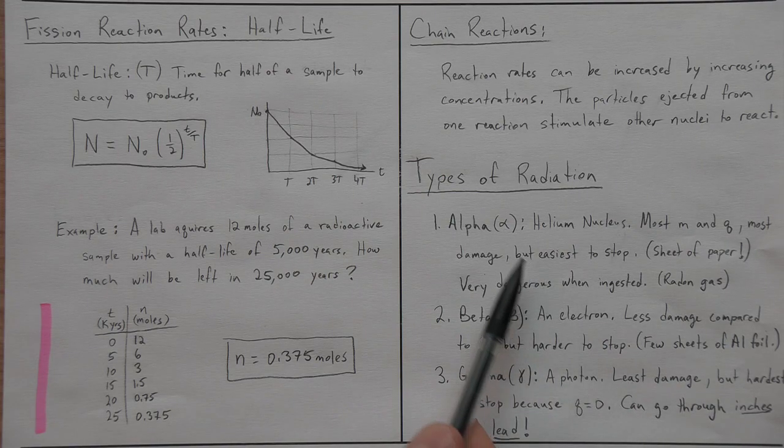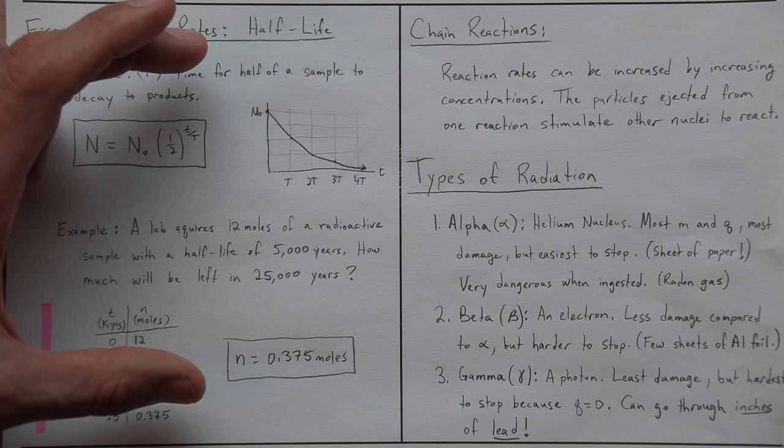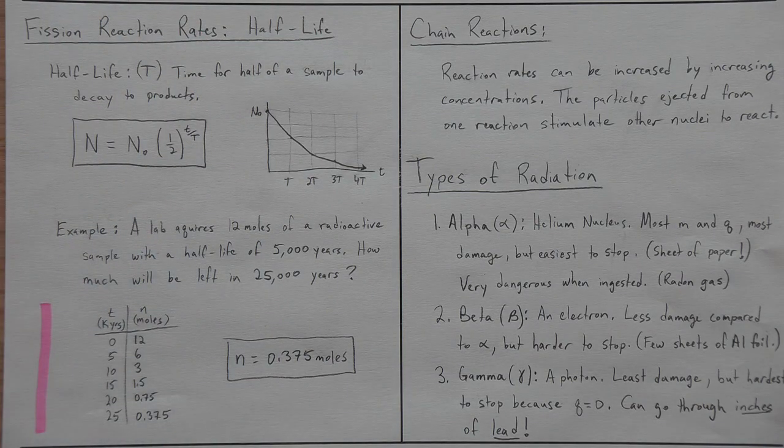This causes the least damage compared to alpha. It's possible the gamma could go right through your body and not hurt you at all. Of course, it might hit something and hurt you, but it's possible to go through you without causing damage. But the thing that makes it the most dangerous is that it's the hardest to stop, because it has zero charge. So as it's tunneling through atoms made of protons and electrons, it doesn't interact with them. It can go through inches of lead. Okay, so that's pretty scary. You could have maybe a block of lead in front of you to try and protect you, and the radiation is going right through it into your body. So, hardest to stop.